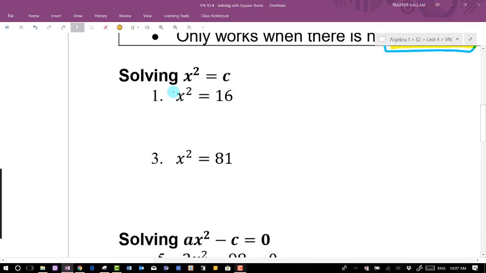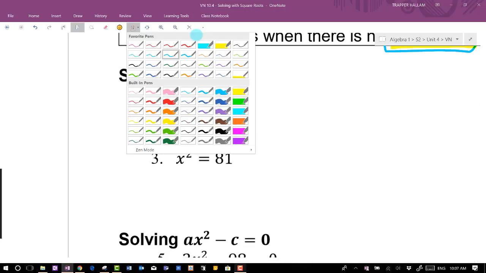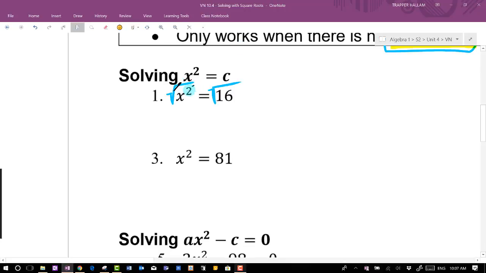That's what we're going to find out. So what would we do? Well, we're going to take the square root of both sides. So by taking the square root of both sides, these are inverses, so they reduce out. I'm going to clean this side up first. We're going to get x equals the square root of 16.